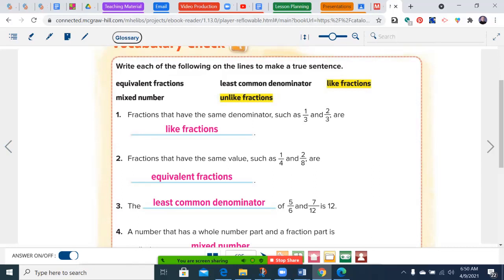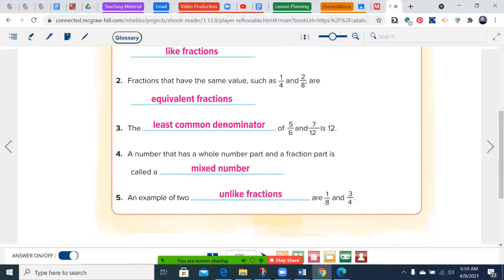Fractions that have the same denominator, such as 1/3 and 2/3, are like fractions, the denominator being the bottom digit. Fractions that have the same value, such as 1/4 and 2/8, are equivalent fractions. If I multiply 1 times 2, I get 2. If I multiply 4 times 2, I get 8. So when we're multiplying by that magic 1, we can change the digits without changing the value.